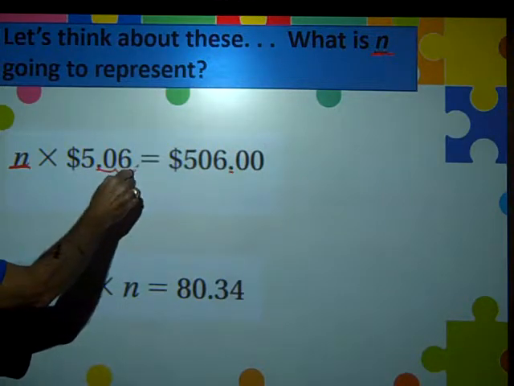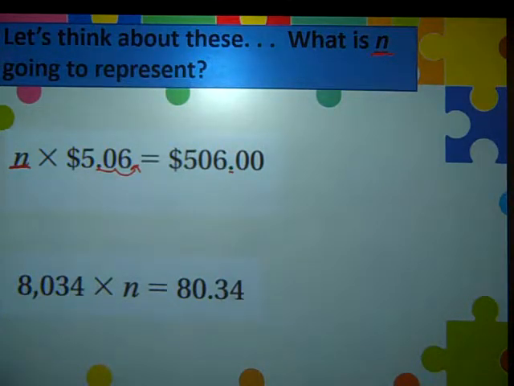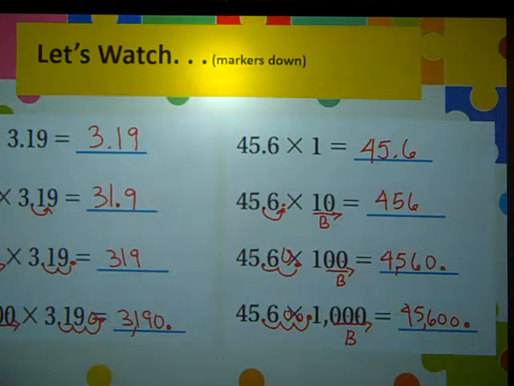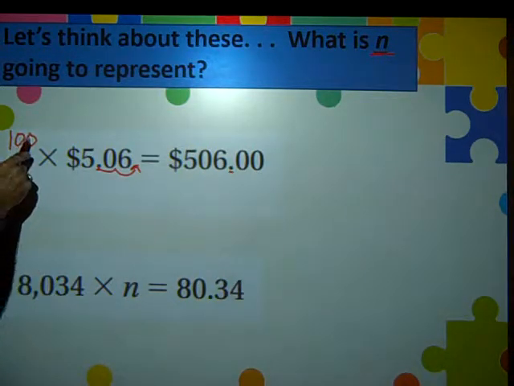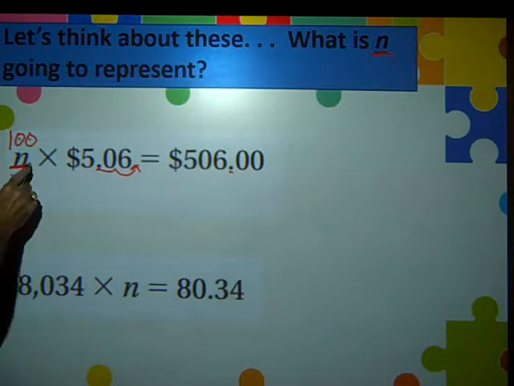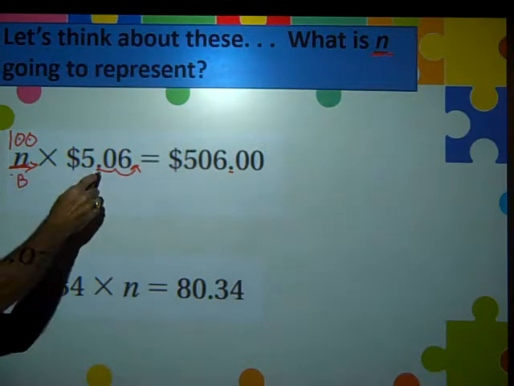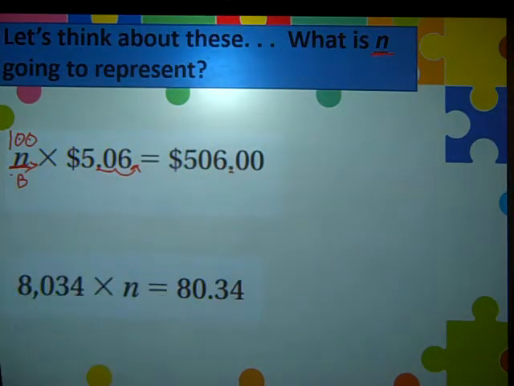1, 2 is correct. So we learned back in the patterns to move it 2 places, what did I multiply by? 100. Absolutely, good job. So this n has to be 100. Because I moved the decimal, I got 2 zeros, move it 2 places to the right to make it bigger. 1, 2, puts it right there, so I multiply by 100. Nice job.